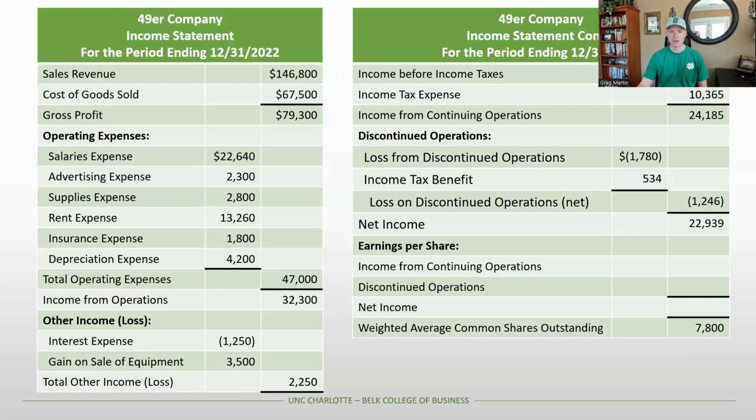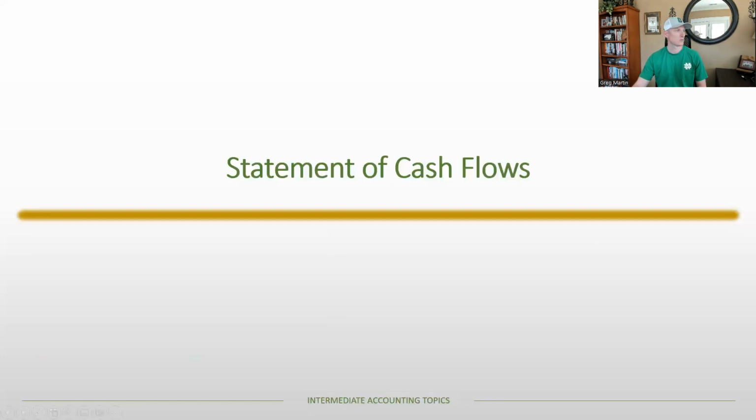All right, so we're going to bounce back over here. Our income from continuing operations is just our amount, 24,185 divided by 7,800. That's where that $3.10 came from. And then our discontinued operations is our 1,246 divided by 7,800. Again, I don't think there were any preferred stock dividends in this case. Yeah, no preferred stock dividends, so that made it easy. And then finally, our net income is 22,000.